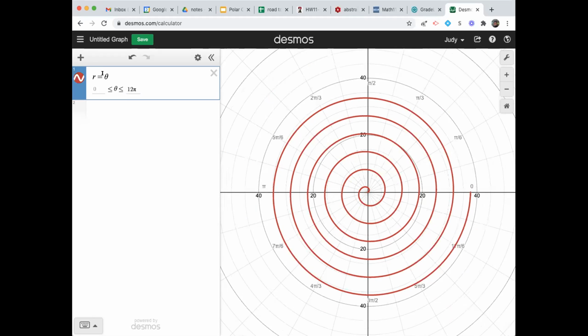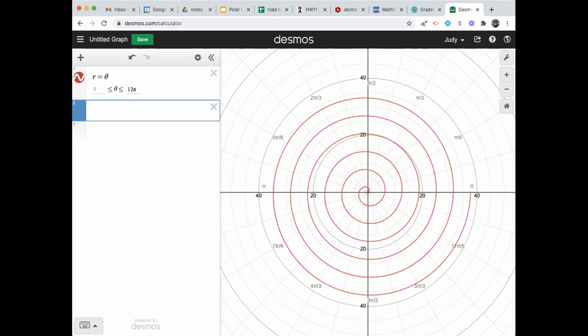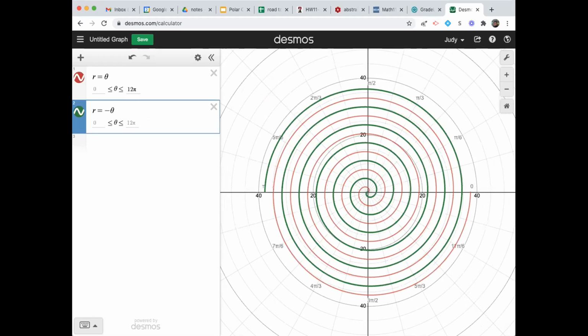Ready? Check this out. I have my r equals theta, but what if I do r equals negative theta? It goes in the other direction, okay?